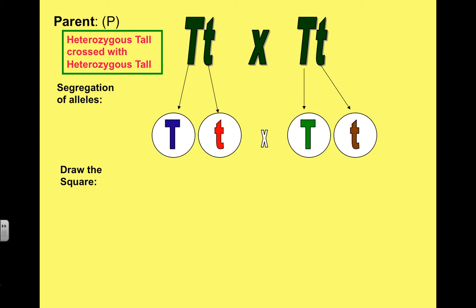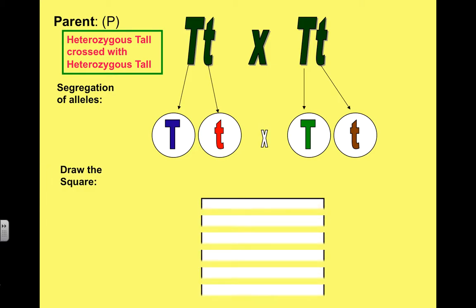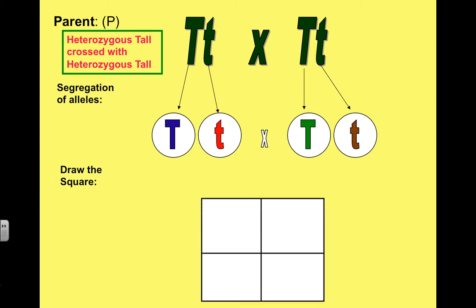In our third step, we're going to do the hardest thing of them all, and that's to draw a square and put a little cross inside of the square. And that's simply the Punnett square itself. So pretty easy step for the most part.